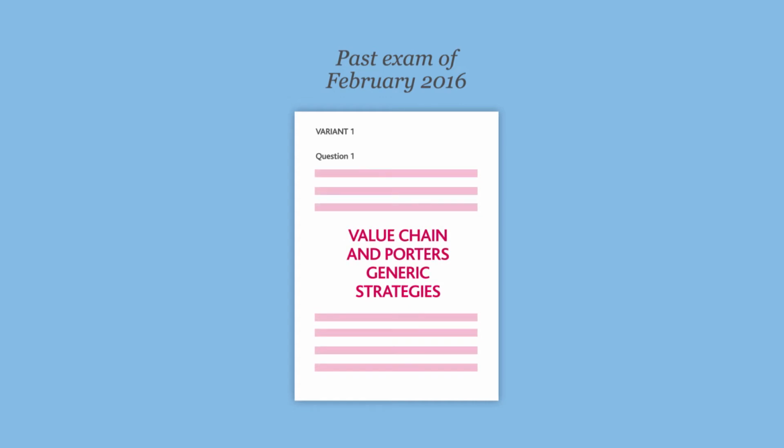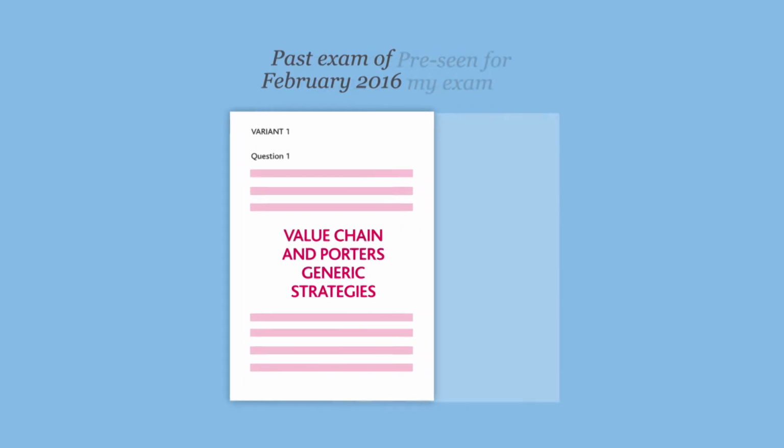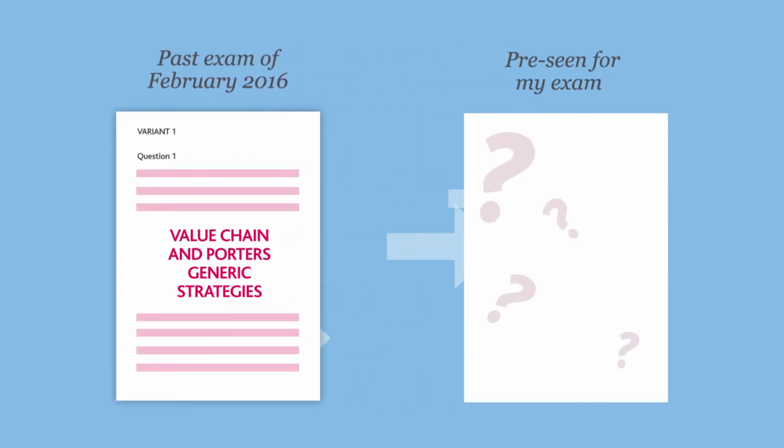For example, the February 2016 Gateway Case Study Variant 1, Question 1 focused on the value chain and Porter's generic strategies. Is this something that could be applied to my pre-scene, and how would I apply this?